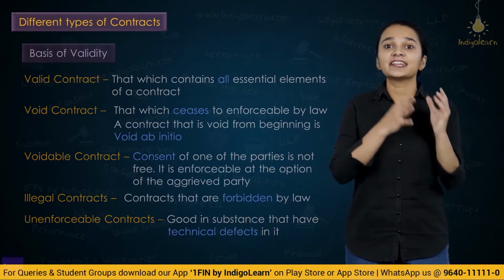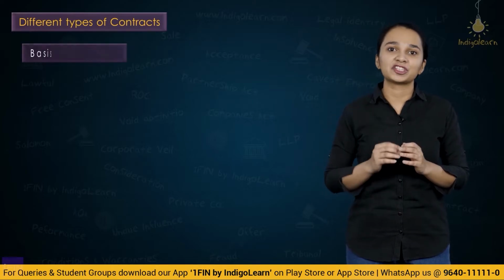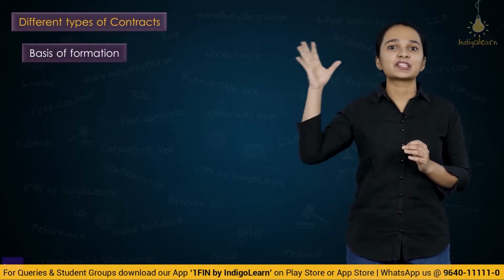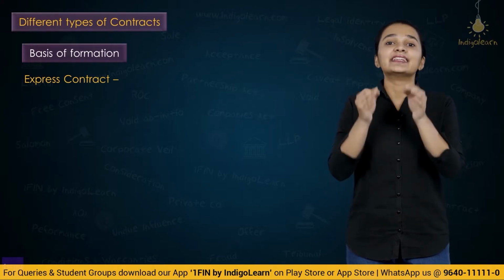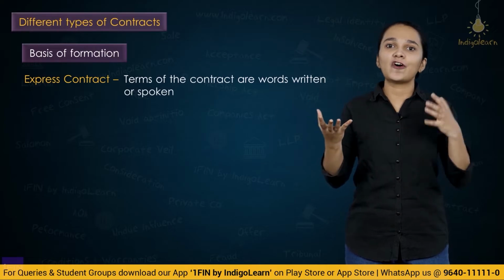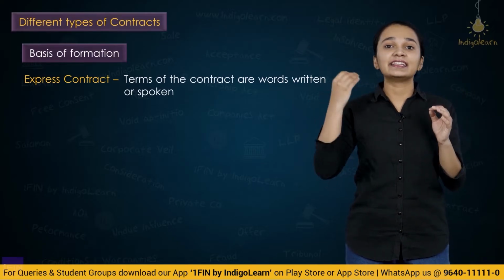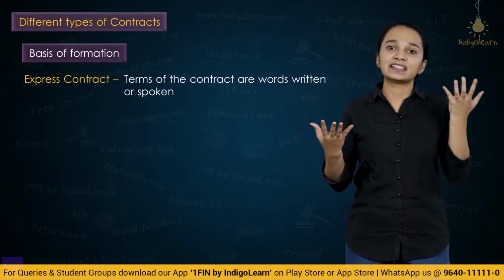After this, we have understood the types of contract on the basis of their formation. The first type was express contract. Express contracts are contracts where the terms of the contracts are expressed by words spoken or written. So it can either be orally, verbally agreed upon or expressly written.